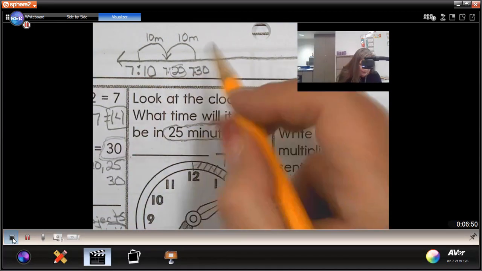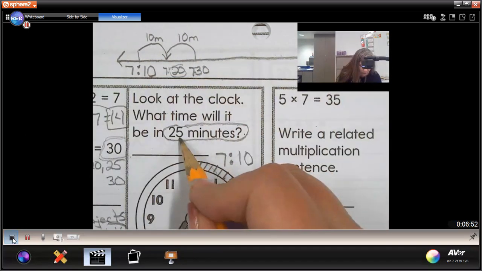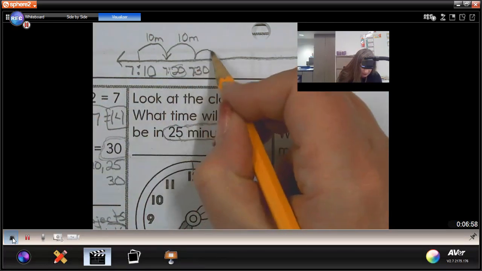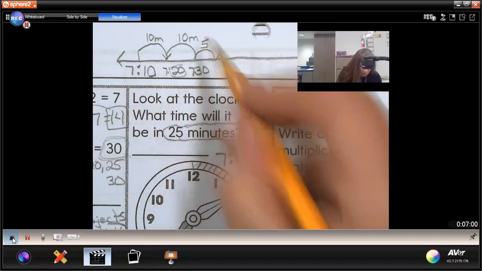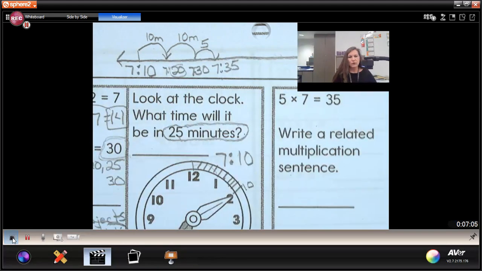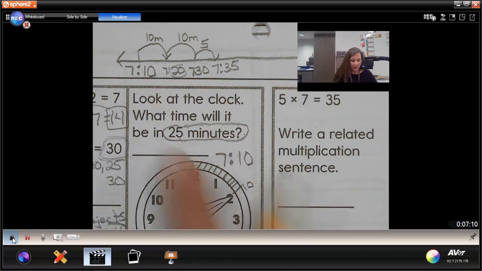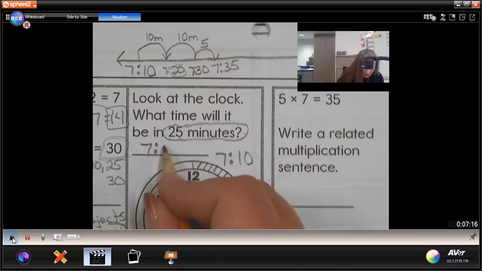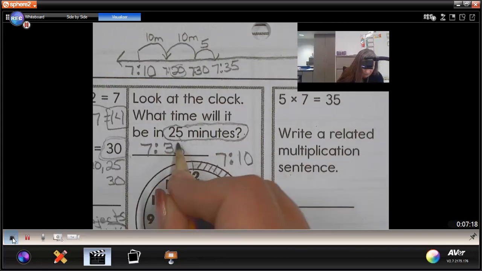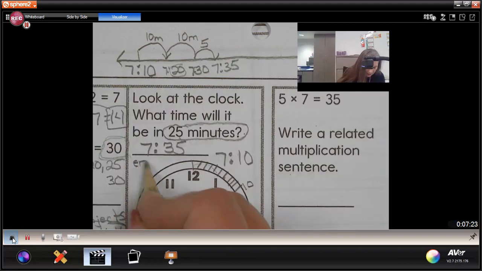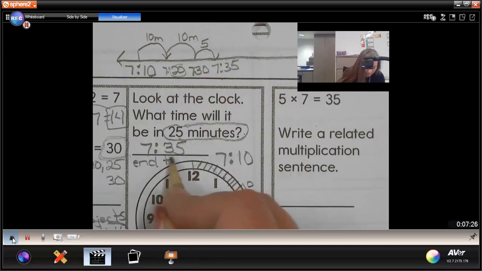And then I'm going to add 5 more. So I've got 10 and 10 makes 20, plus 5 more on to 7:30. So 5 more minutes is 7:35. So it will be 7:35 in 25 more minutes if we start at 7:10. So the time will be 7:35. That's our end time. Okay, that's our end time.